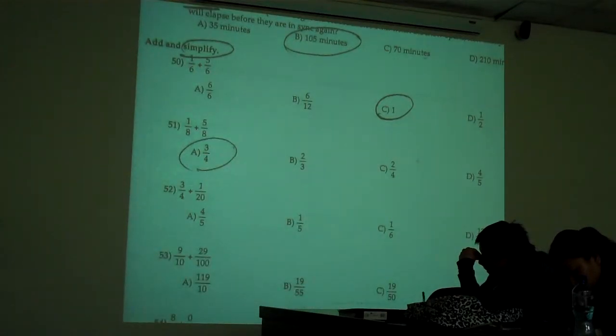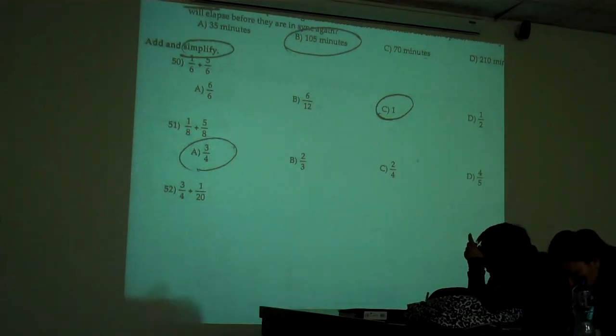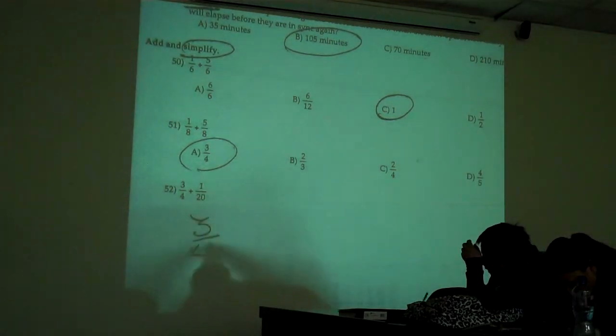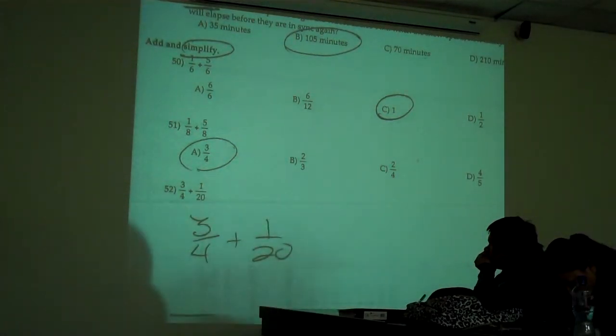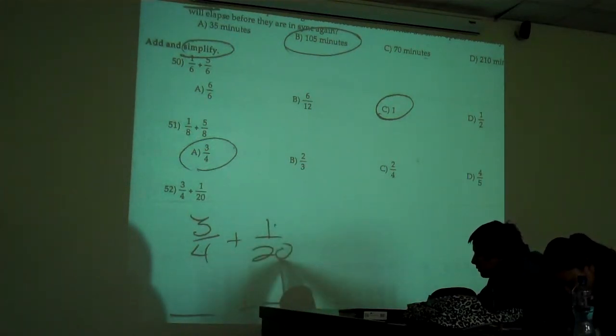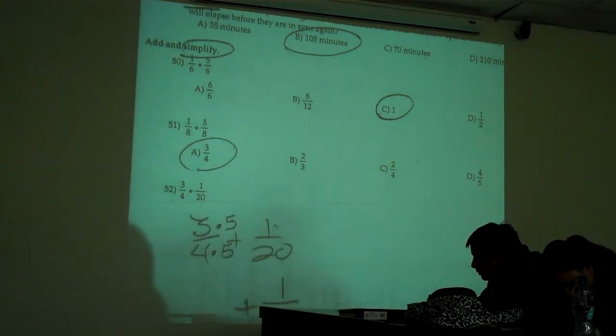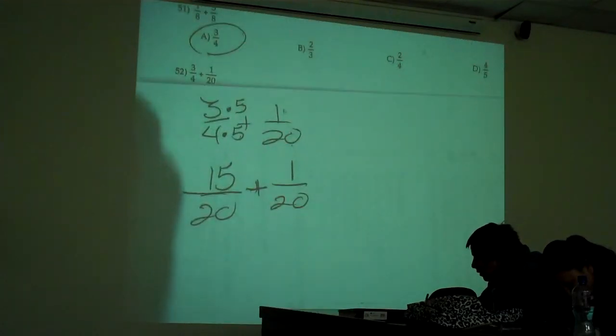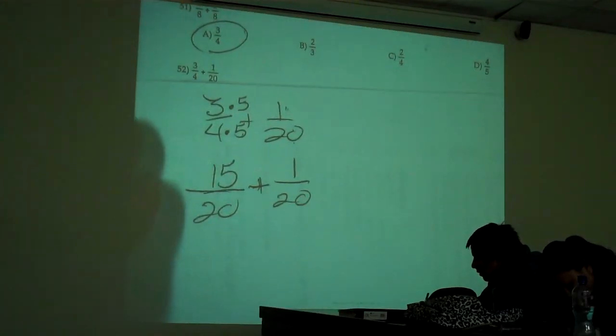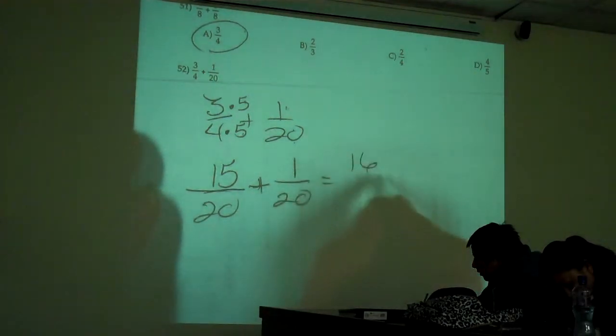Okay, now we have 3/4 plus 1/20. What do we need first? Common denominator. Which is 20. Okay, this is already 20, so the top's still 1. 4 times what? 20? Times 5, right? Yep. On the top and bottom makes 15 over 20. So you got 15 20ths plus 1/20 is 16 20ths.